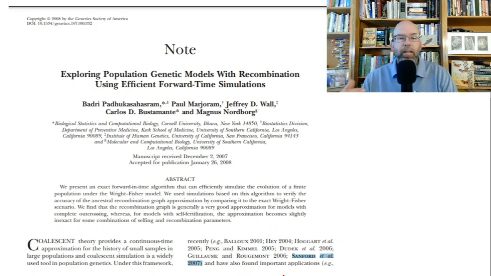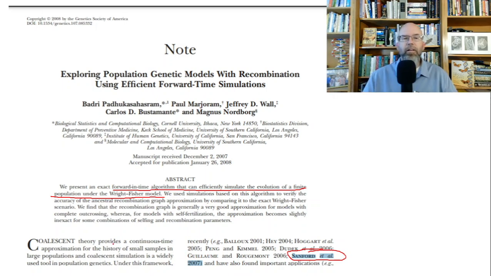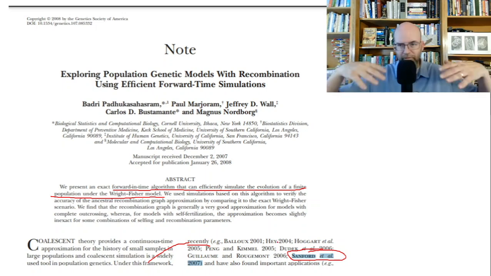Right. So we present an exact forward in time algorithm that can efficiently simulate the evolution in a finite population under the Wright-Fisher model. And down here, you'll see the reference, right? Sanford et al. Now, what are they referencing here? Essentially, in the introduction, they're talking about coalescent theory, and they're saying, how can we model coalescent theory? They say recently there have been several attempts to model this, and then here they are. And so they did their due diligence, they looked through the literature, and they found the Sanford et al. paper in 2007 and referenced them.